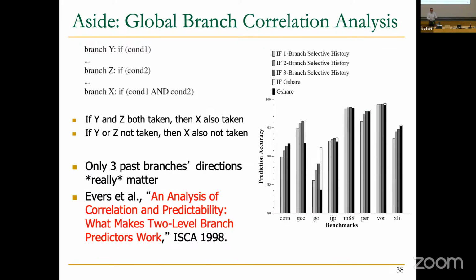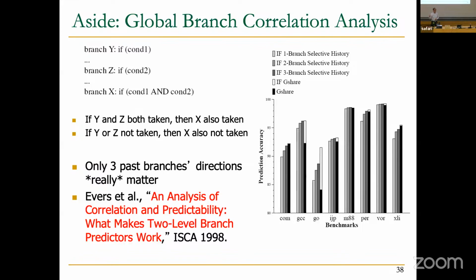You're looking at this history, but not all branches actually correlate with this branch, right? There's a lot of noise in this history potentially also, especially if you're looking at longer histories, like 100. I think this paper looks at 512 bits of history, basically the last 512 branches. And this interesting paper shows that only about 3 past branch directions matter in the workloads they examined in the past, of course.